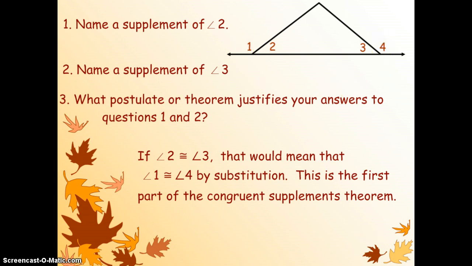Listen again. If two angles are supplements, 1 to 2, 4 to 3, to two congruent angles, 2 and 3, are congruent, then 1 and 4 must be congruent to each other.